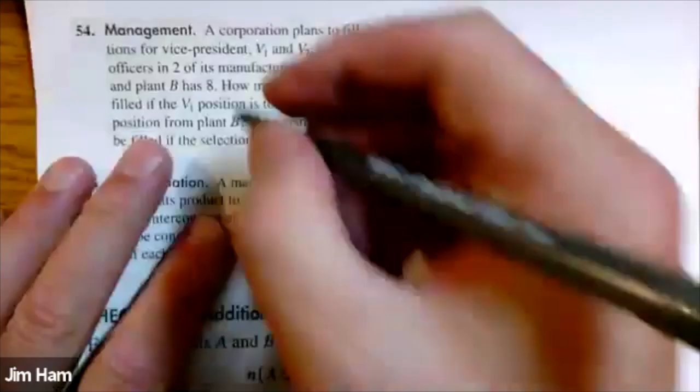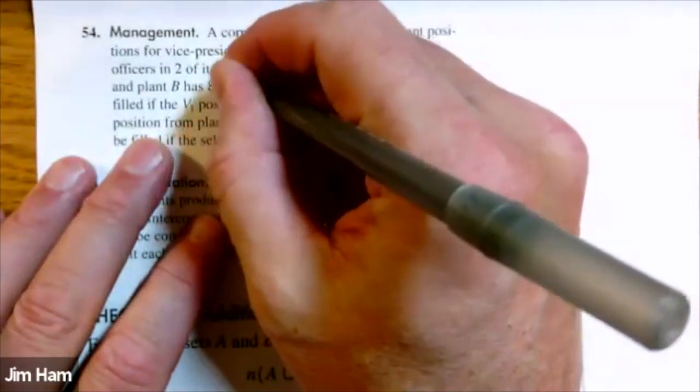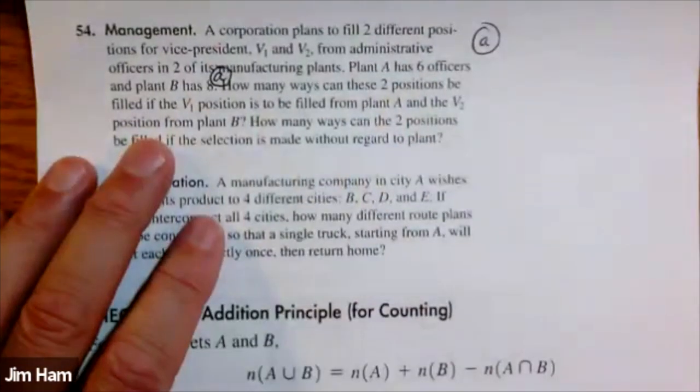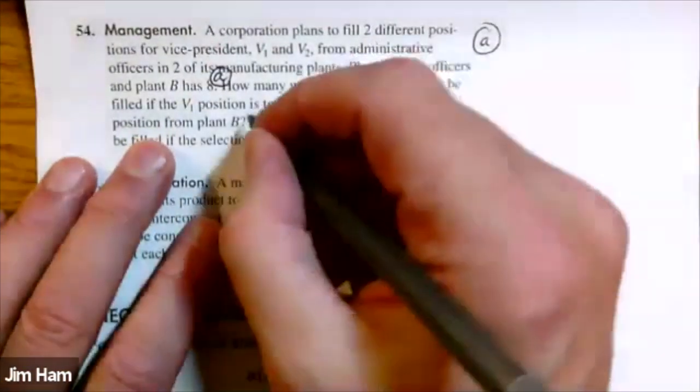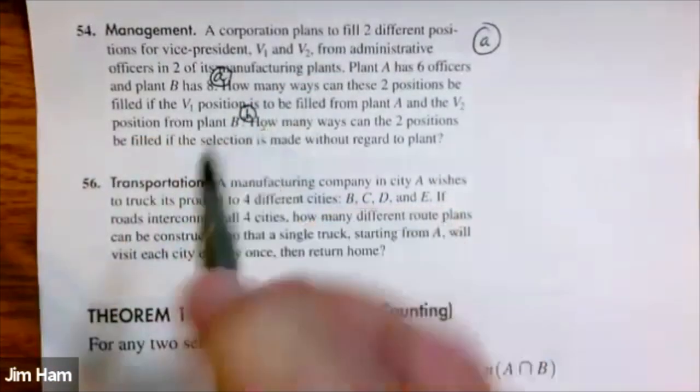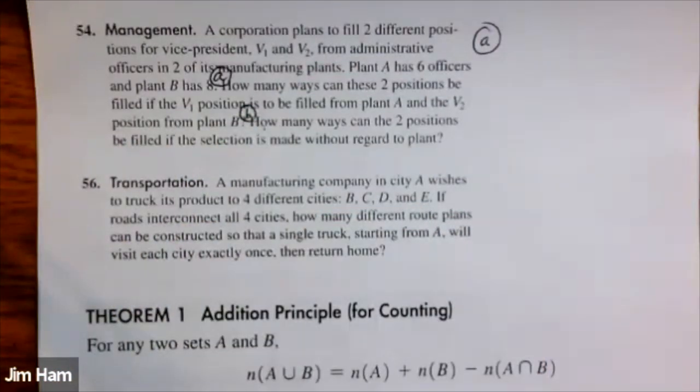Let's take a look at 54. There's 2 parts of it. Part A is right here. Ask the question, how many ways can these 2 positions be filled? And then part B is here, where it asks the second question. How many ways can the 2 positions be filled if the selection is made without regard to plant?